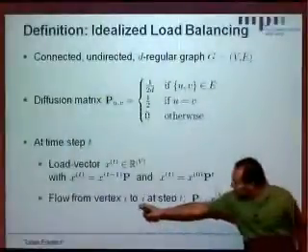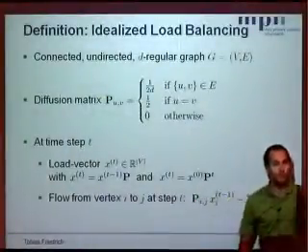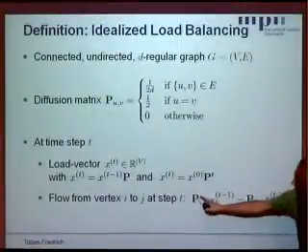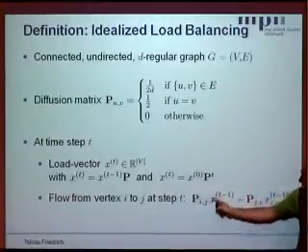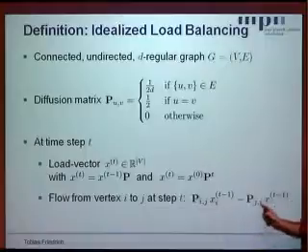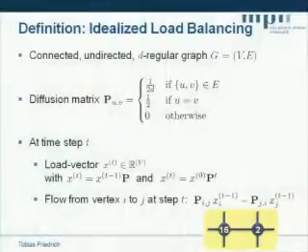And what are we actually sending on a fixed edge? So on the edge from vertex i to vertex j, what are we sending? Well, it's the amount we are sending from i to j, depending on the load at i, minus the amount of stuff we are sending from j to i. So that's what we are actually sending. That's the flow on an edge ij.